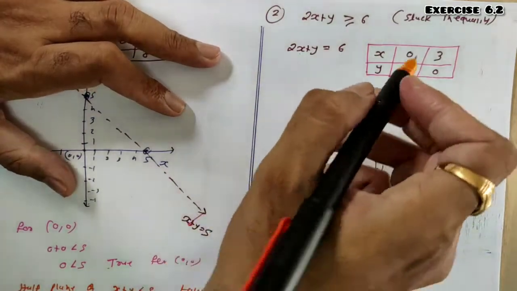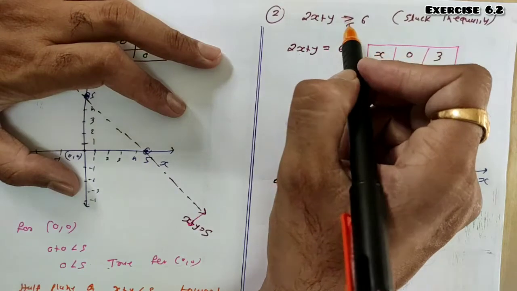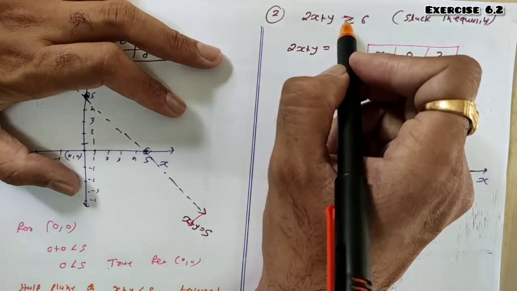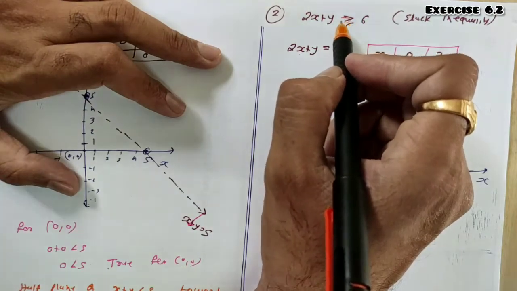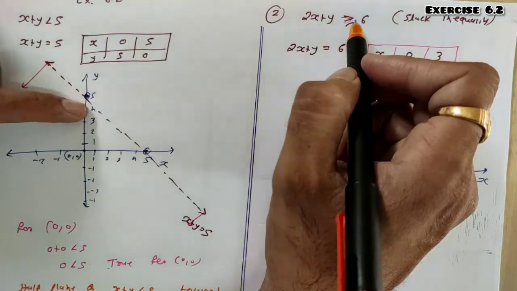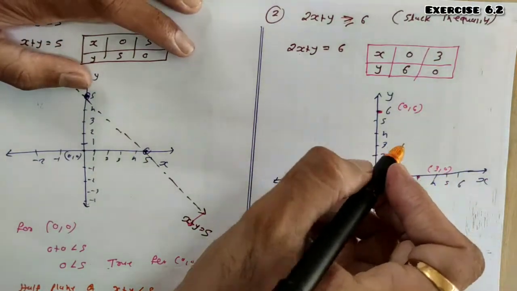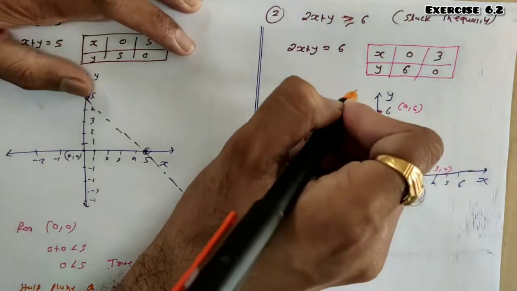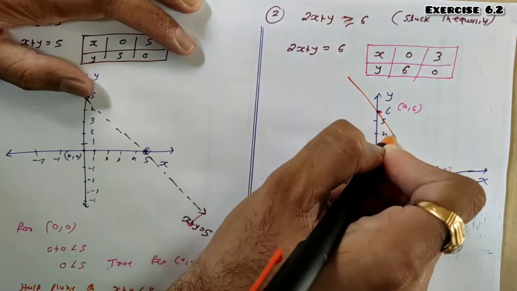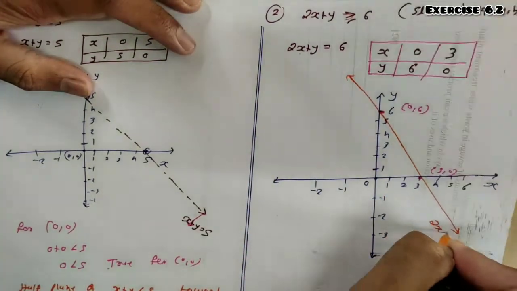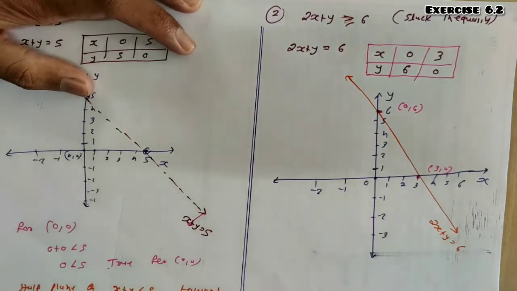We are getting a straight line. And here the slack inequality, greater than or equal to, is there. So in our solution we have to include our line. So we are drawing a solid line. Where the line is not included, we draw a dotted line. Here the line is included in our graph, so we are drawing a solid line. So this is the line, the line 2x plus y equal to 6.